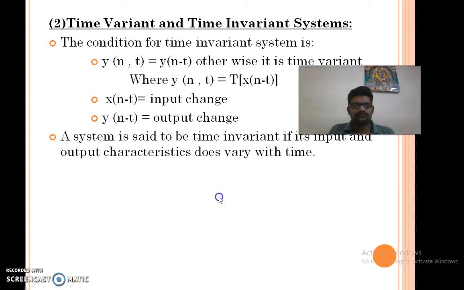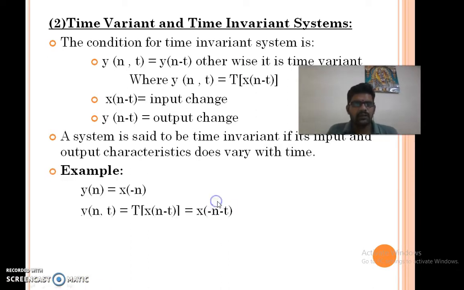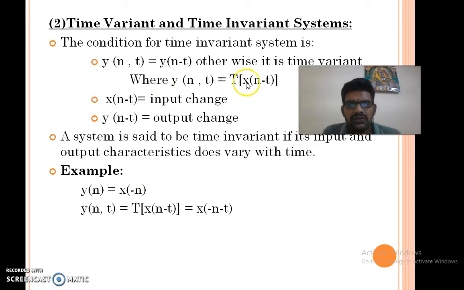For example, take this simple example. If y of n is equal to x of minus n, then y of n comma t means the transformation of x of n minus t, where we change the input by t units of delay. So x of n minus t means x of minus n minus t. So this is the output with the input delayed.